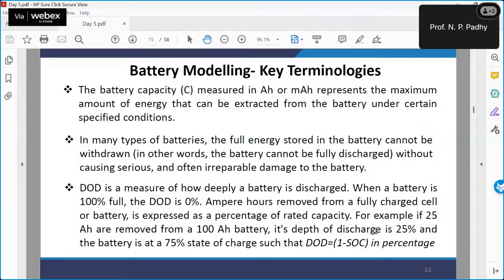DOD is the depth of discharge, how much the battery is discharged. When a battery is 100% full, the DOD is expressed as a percentage of rated capacity. For example, if 25 ampere hour is drawn, the depth of discharge is 25% and the battery is at a 75% state of charge, such that the depth of discharge is 1 minus SOC in terms of percentage.